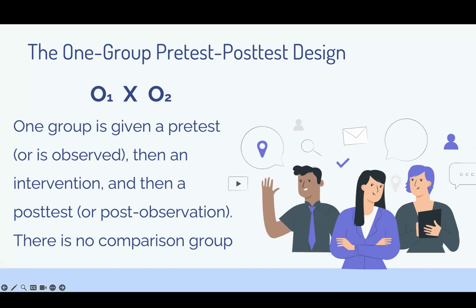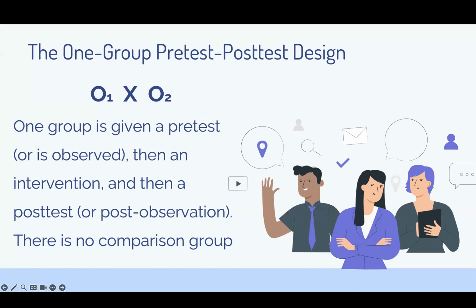So this is important to note. This design does not include a comparison or control group, which would typically be used to validate the findings. The absence of a control group means that while changes between pre-test and post-test can be observed, attributing these changes solely to the intervention must be done with caution, okay? So we should be very careful about the conclusions we make about the effect of the intervention because other external factors might influence the outcome.